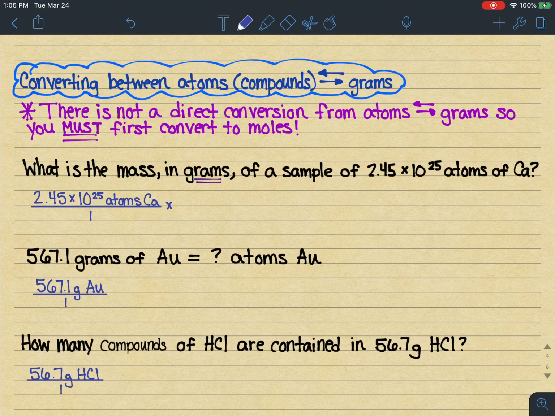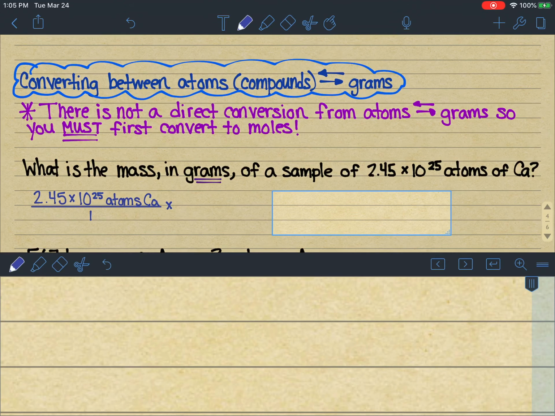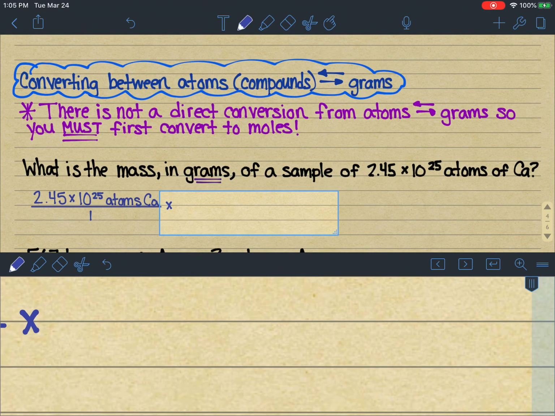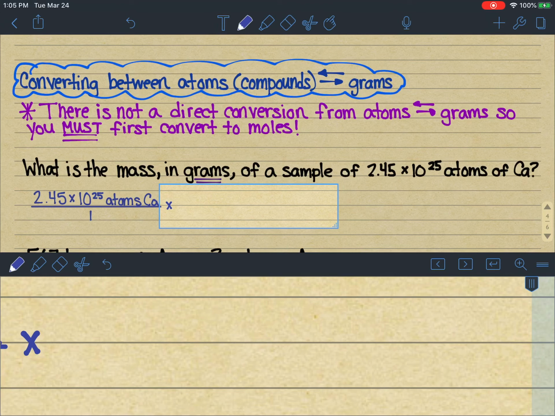We can go from atoms to moles or compounds to moles. And then from moles, we can go over to their molar mass. So we can go from moles to grams or back again, pretty simply. In these examples, I've gone ahead and written out the starting information over 1, which is something I've emphasized fairly often, fairly regularly in previous videos. So make sure that you guys are doing that.